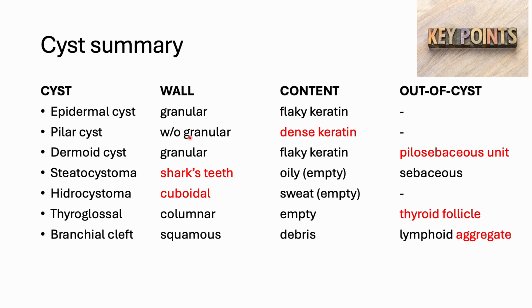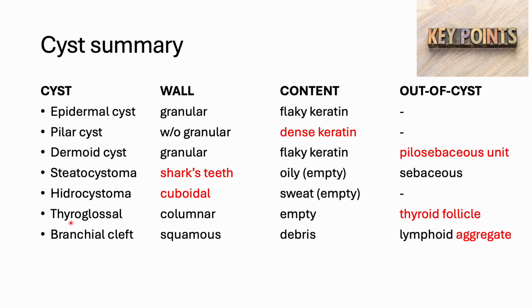Pilar cyst: we have no granular layer, we have very dense keratin, and no out of cyst material. In the dermoid cyst, we have a granular layer and flaky keratin, which is the same as the epidermoid cyst, but it has a pilosebaceous unit. Steatocystoma, key feature: shark teeth, and it usually is empty because the oily material is washed away by the processing. Hydrocystoma: cuboidal cyst wall, and the content is sweat.